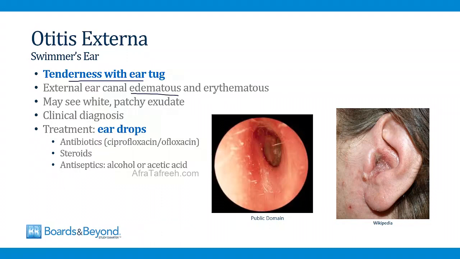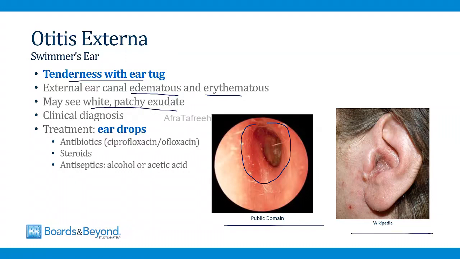It will be edematous and it can be red. This is a picture here on the left of what it looks like. You can see this redness in the external ear canal. That's otitis externa. You can also sometimes see white patchy exudates. This is a picture of that on the right here. There's some white exudate coming out of the ear.